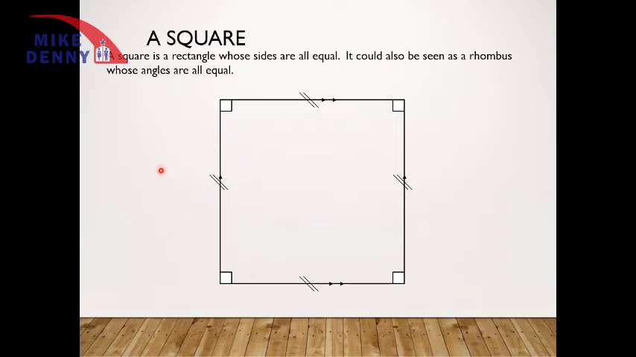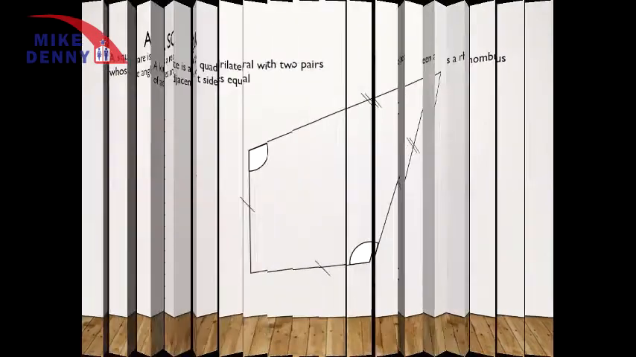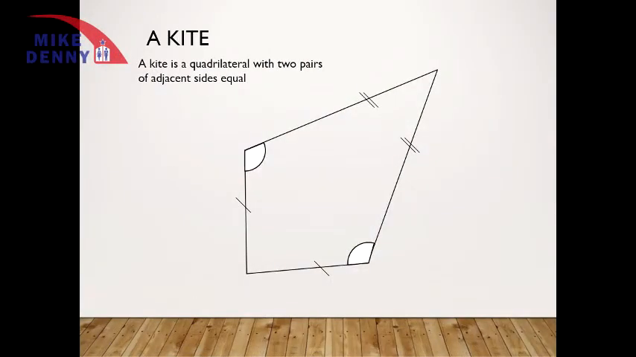And if all the sides are the same, it is called a square. So there is a square. We go to a kite.